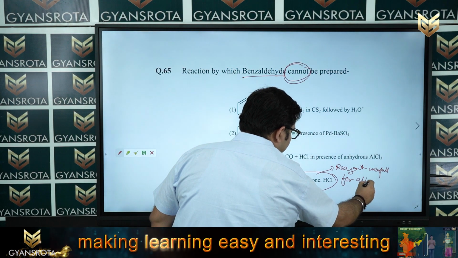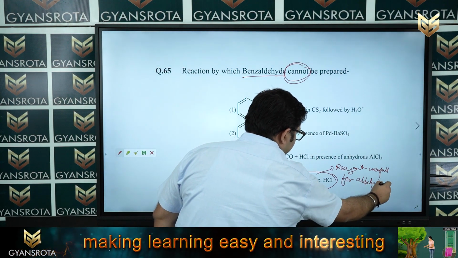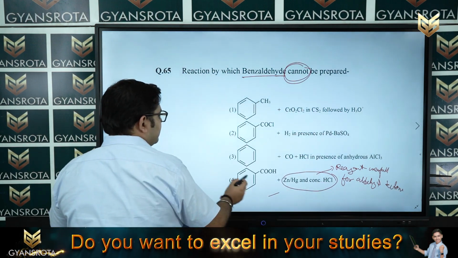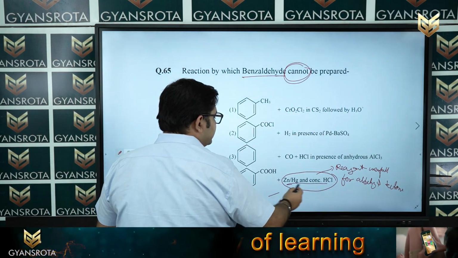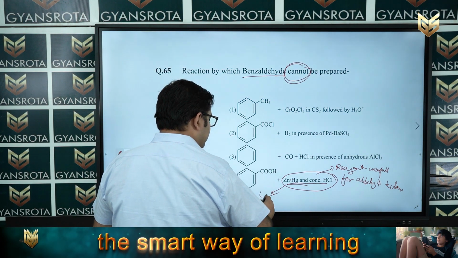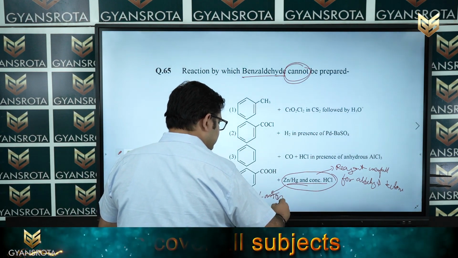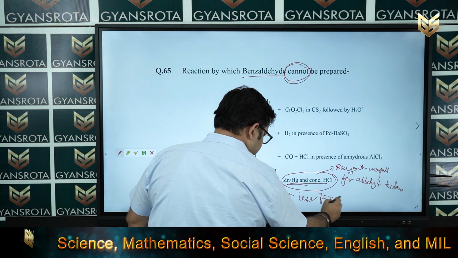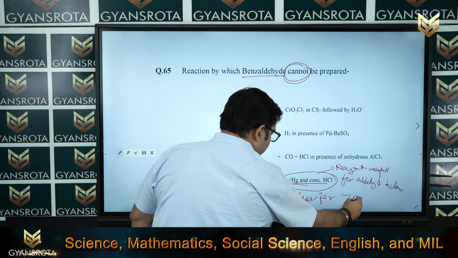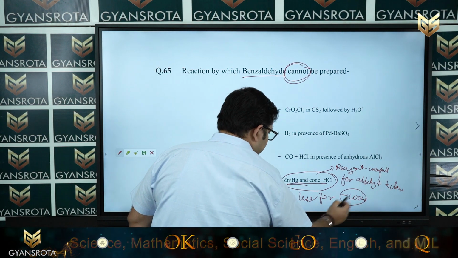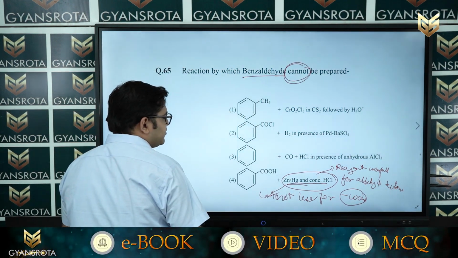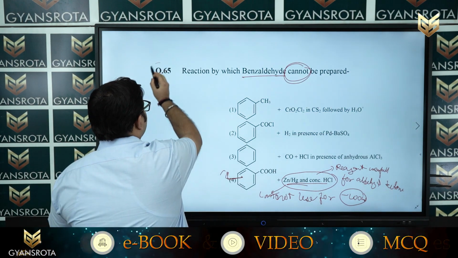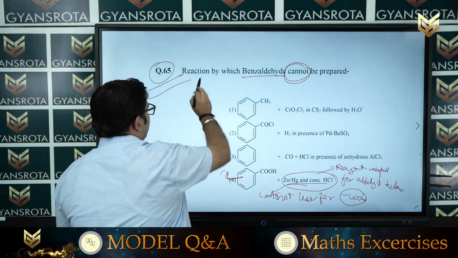aldehyde and ketone. This reagent cannot be used for COOH. This cannot be used for your carboxylic acid group. So, your option number 4 is the correct answer of your question number 65.